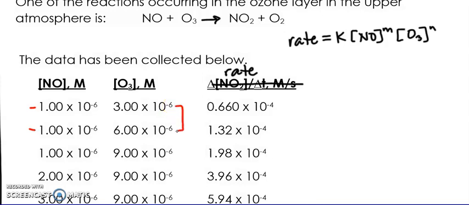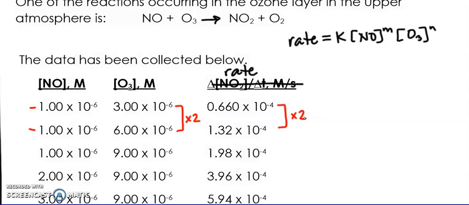If I go from 3 times 10 to the negative 6 to 6 times 10 to the negative 6, what does this change by? Well, this changed by a factor of 2. I'm going to write times 2, right? 3 times 10 to the negative 6 times 2 will equal 6 times 10 to the negative 6. Another way to calculate it, if it's not obvious like this one, would be to take the bigger one divided by the smaller one. So when our concentration changes by a factor of 2, what happens to the rate? Look at the rates here. Here might be one that's not as obvious. I'm going to type in 1.32 times 10 to the negative 4th divided by 0.660 times 10 to the negative 4th. And what I find is this is also increased by a factor of 2.